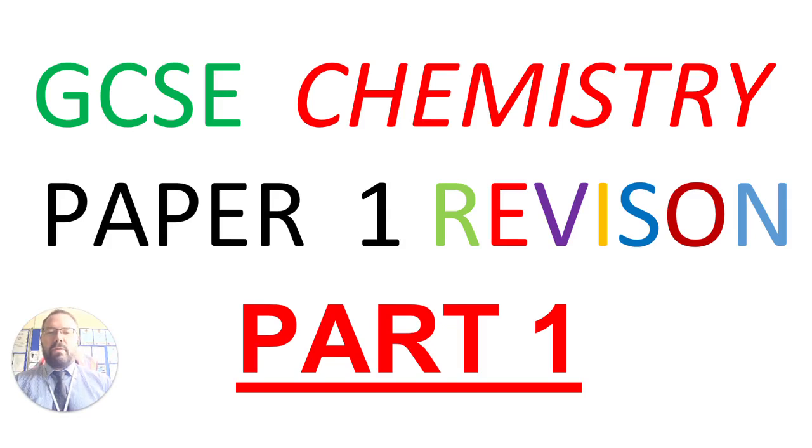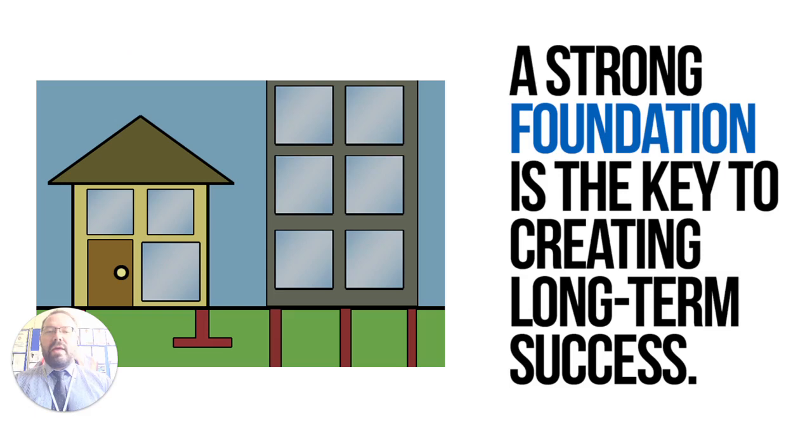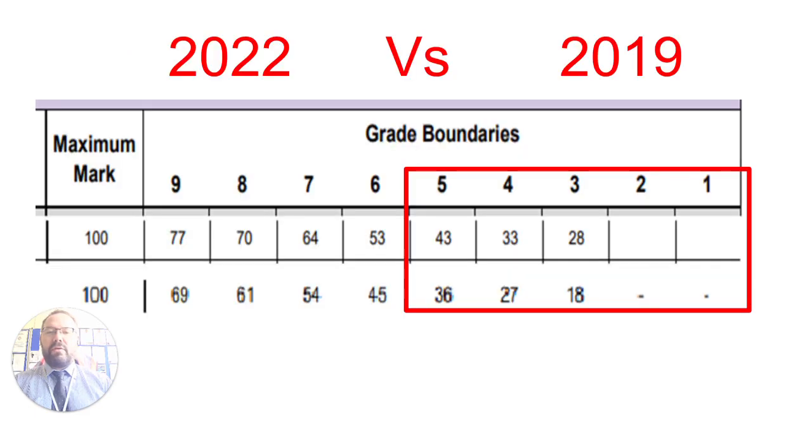This is Part 1 of a 2-video series, and in Video 1 we're going to be looking at the absolute basics: Topic 1, atoms in the periodic table, and Topic 2, structure and bonding. These are the absolute essentials all students need to know, and they will build a strong foundation for you to get onto the higher grades, okay?